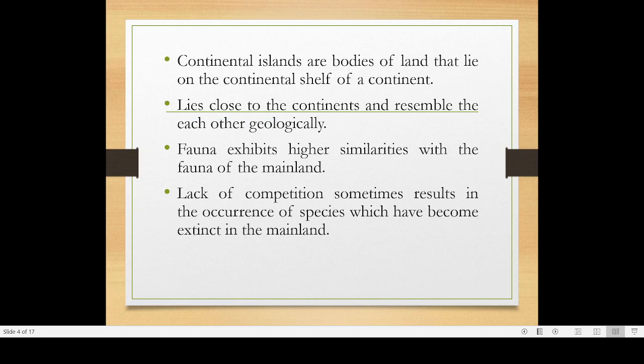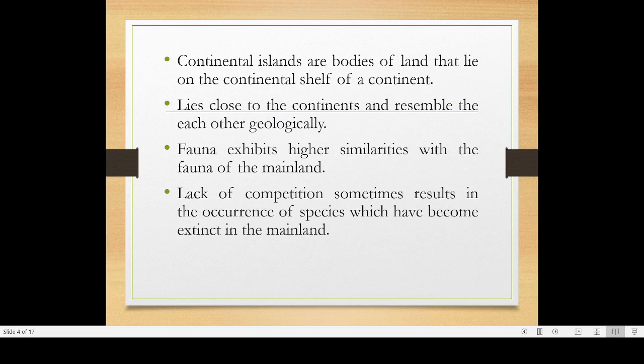If you look at the animal diversity of Sri Lanka, it all came from India. Because of that, in a continental island we can find almost the same type of animals that we find on the nearby continent. So there is a higher level of similarity between the animal diversity of a continent and that of a continental island. Then, lack of competition sometimes results in the occurrence of species which have become extinct on the mainland. That is another peculiarity.